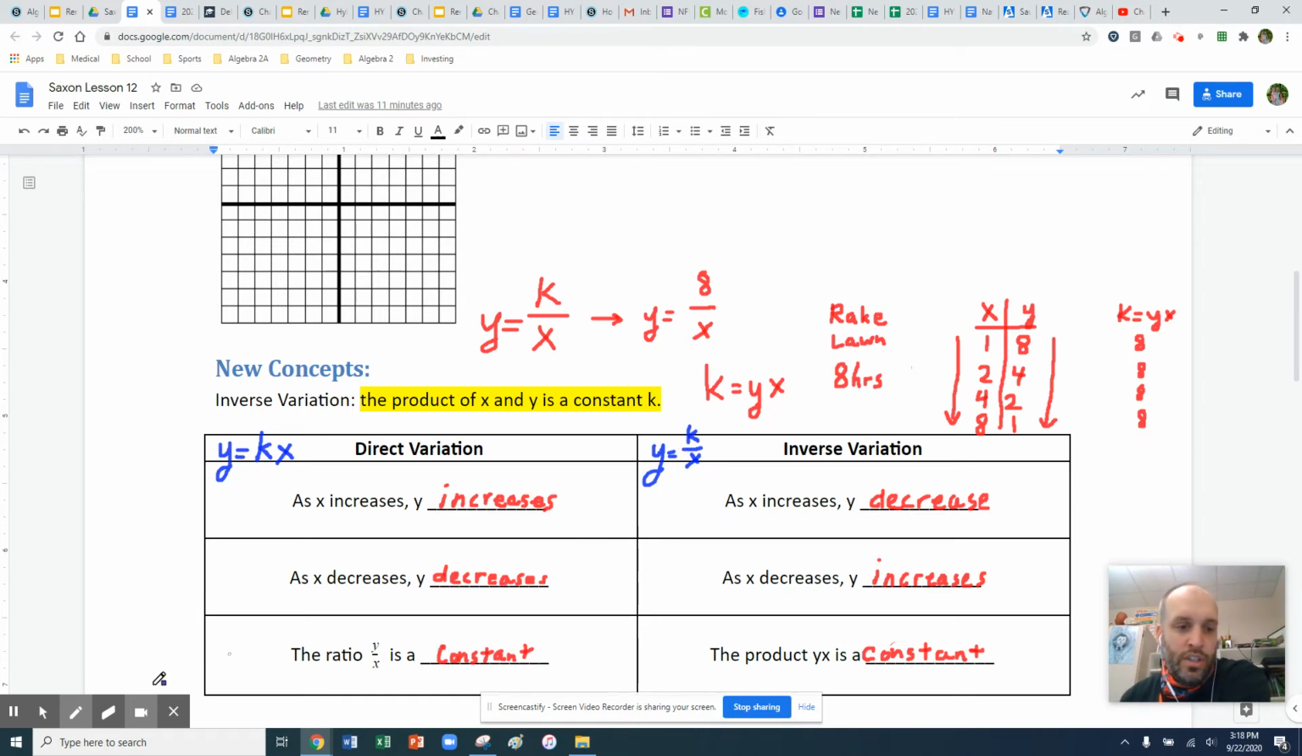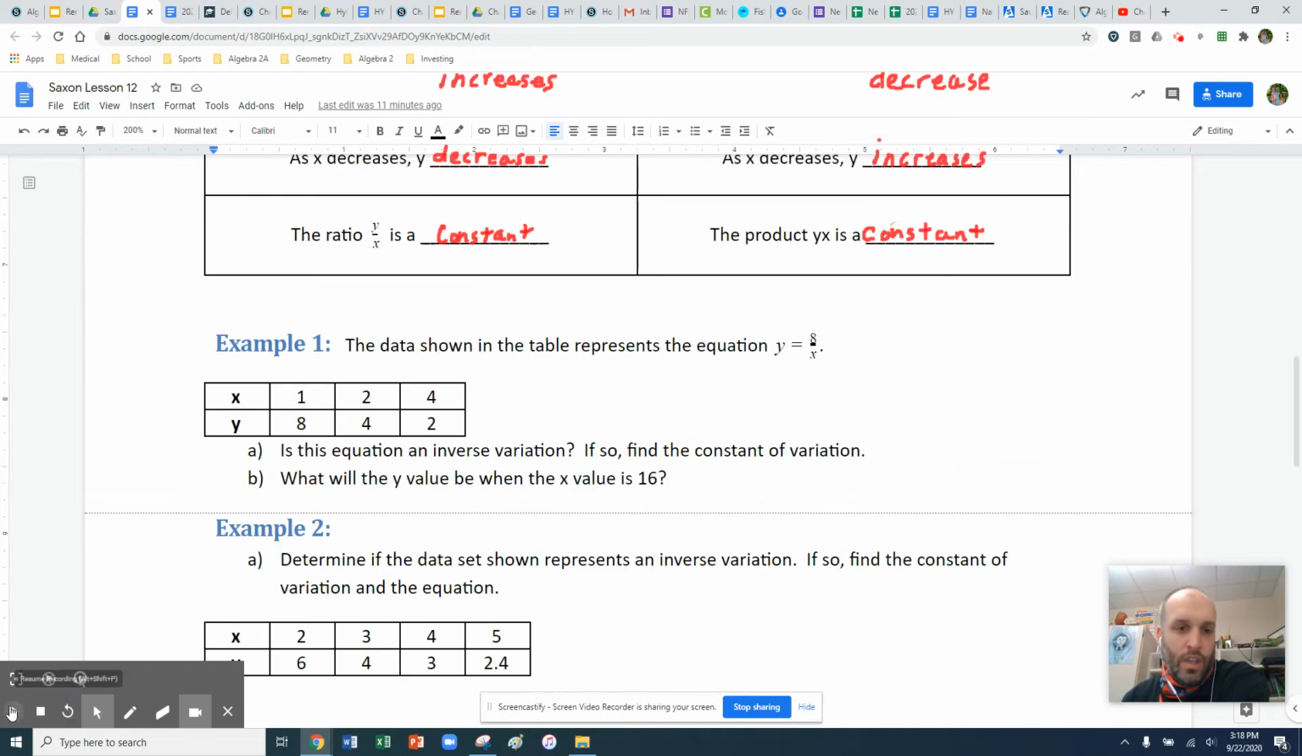So looking at the equation forms, that's what we're looking at to distinguish between a direct variation and an inverse variation. So in problem 1, we see some data in the table that represents this equation, y equals 8 divided by x. And this one looks a little familiar. Part A says, is this equation an inverse variation? If so, find the constant of variation.